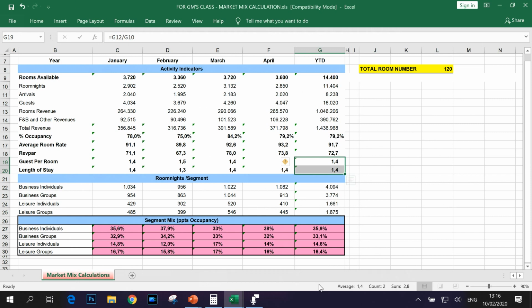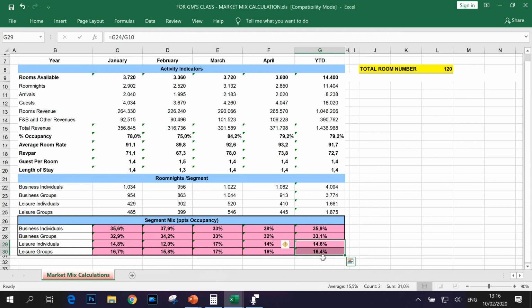From this report, what we can easily think is, okay, the market mix is quite healthy because business individual and business group usually give us better yield, which means better revenue, better ADR. So we should be very happy to have a high portion of these two segments rather than leisure individual or leisure group. But on the other hand, because the leisure individual and leisure group portion is so low, only 30% of the total business, we can easily assume that maybe the hotel performance over the weekend is not as strong as weekdays.